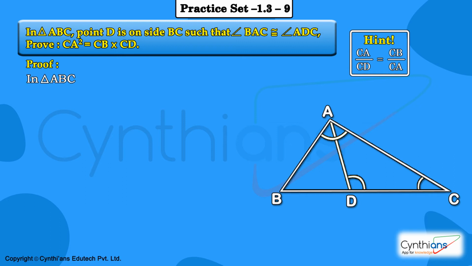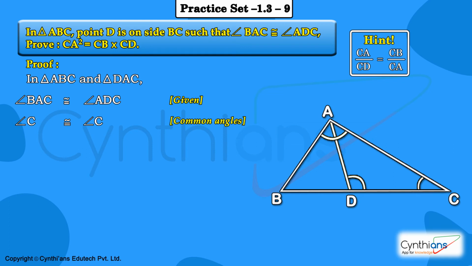In triangle ABC and triangle DAC, angle BAC is equal to angle ADC. This is given to us in the question. Next, angle C is congruent to angle C. Common angle, yes. Therefore, triangle ABC is similar to triangle.